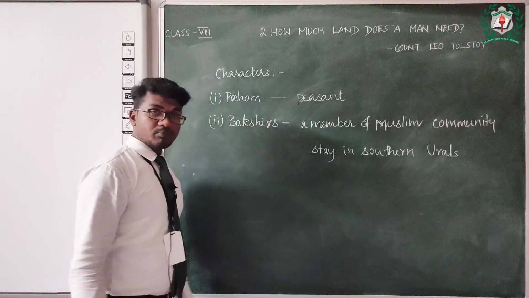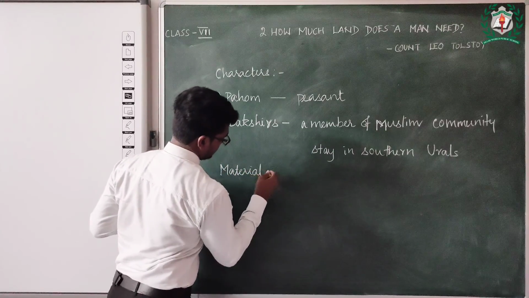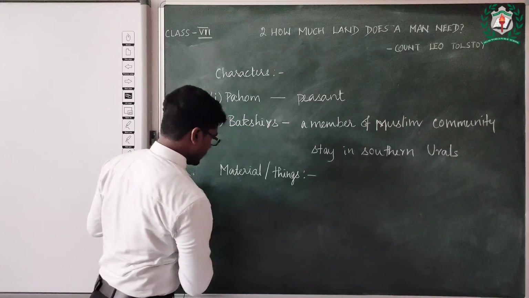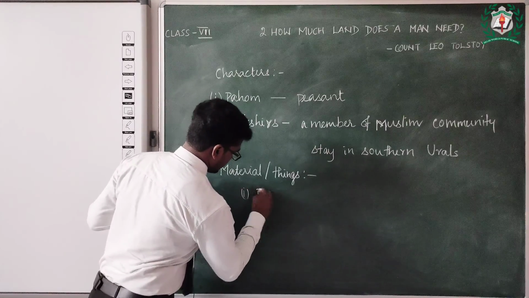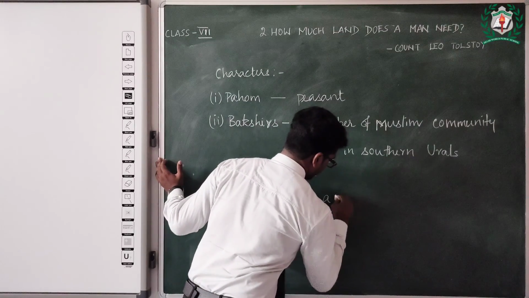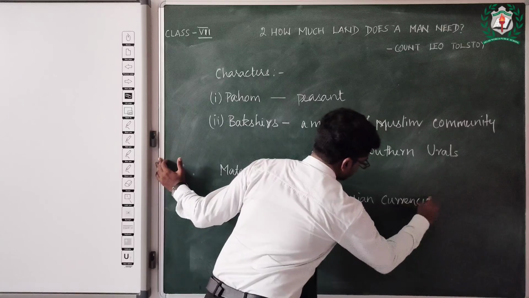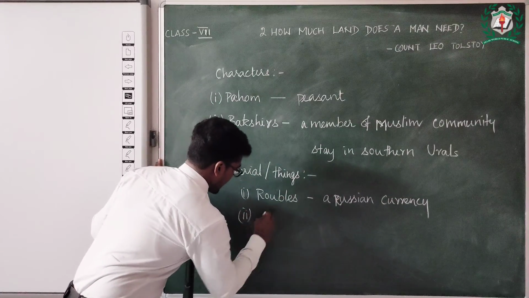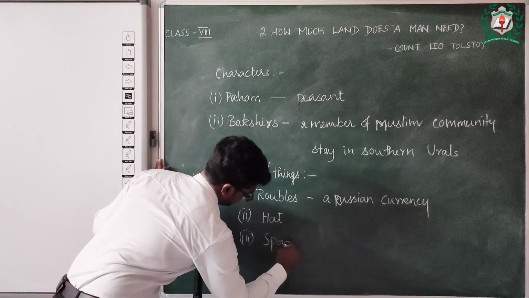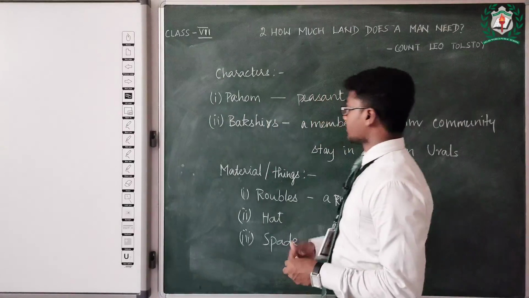So they are the two important characters, and the materials or things which they used: rubles, a Russian currency; a hat; and third, the spade. Okay, let's enter into the lesson.